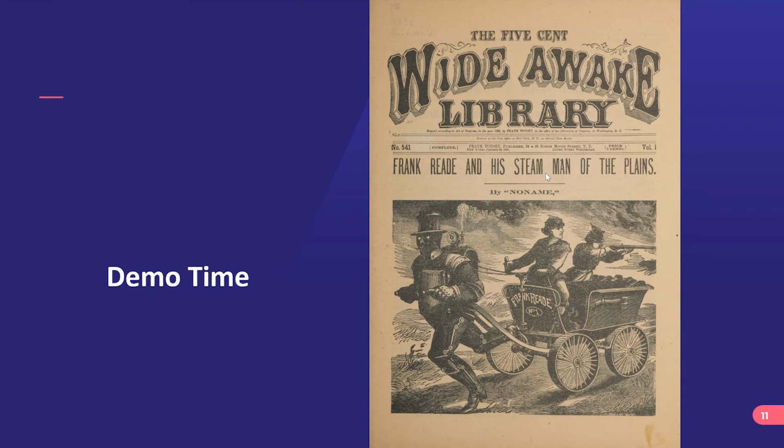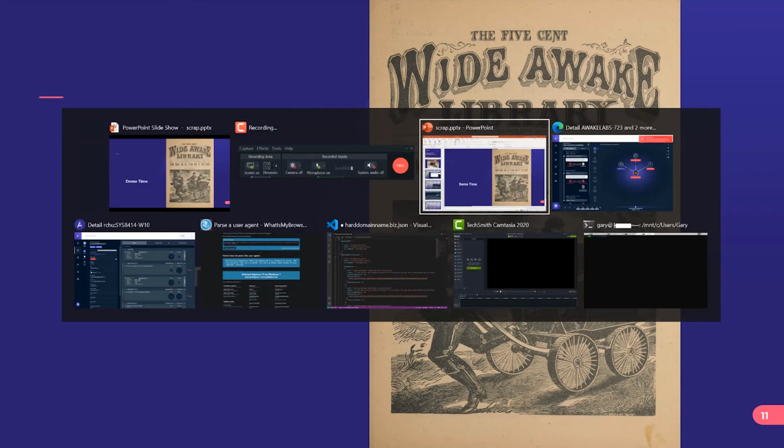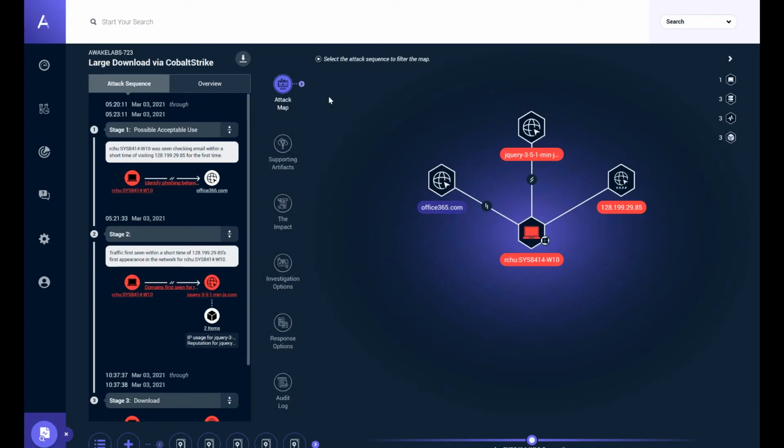Let's go ahead and pivot over and see a more end-to-end workflow, utilizing a lot of these techniques that we were just talking about. So we're over here. We're looking at a situation, and a situation is one of the highest levels of abstract reporting in the system.